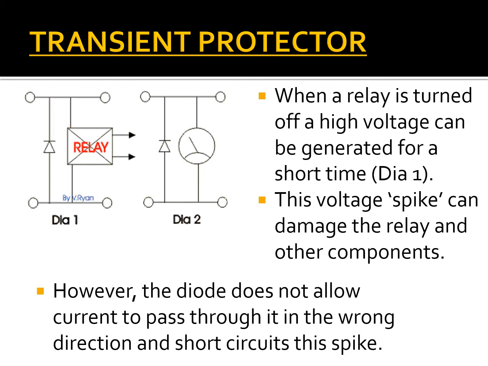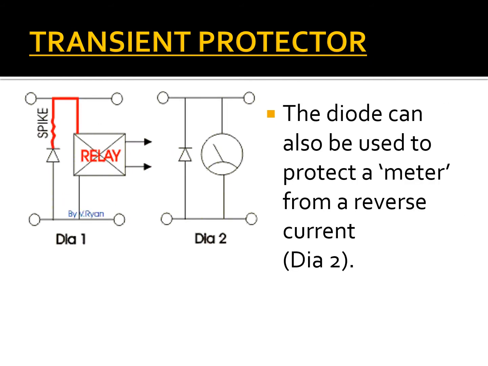There are a lot of devices, especially in our homes and our cars, that use relays, and they're generally something that requires a lot of electricity to get up and running. When that relay shuts off, we want to make sure we don't damage the rest of the circuit. The diode can also be used to protect the meter from a reverse current. On diagram 2, we have the diode in there, and that will protect that meter from a reverse current.